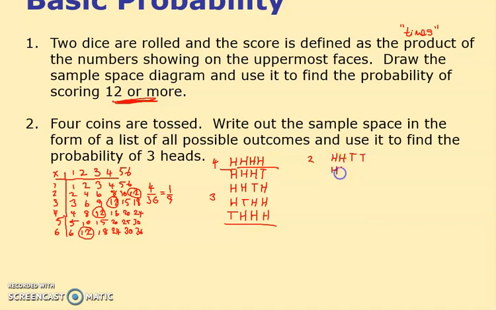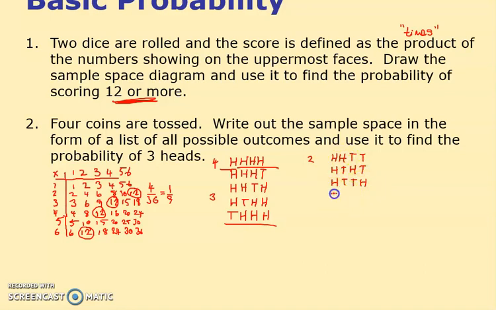Or it's head, I suppose tail, head, tail is one option. Or head, I'm trying to think where else. Oh, it could be tail, tail, head. Effectively, I've left head at the front, and I've just moved that head through there.